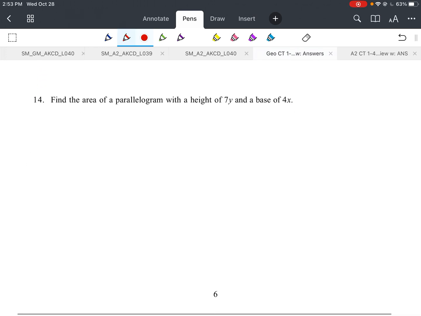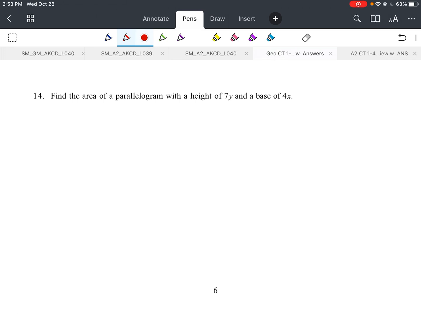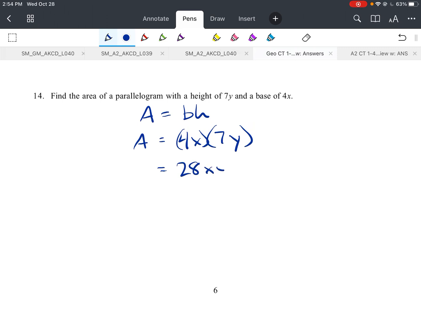Good, and let's find the area of the parallelogram with the height of 7y and the base of 4x. Oh, that sounds fun. Again, write down your formula, A equals base times height, and the height is a vertical height, okay? We just need to make sure we take that into account here, but I think we'll be good. 7y is our height and 4x is the base. So put 4x here, 7y here. Multiply, you get 28xy, and that's all they want. You're done.